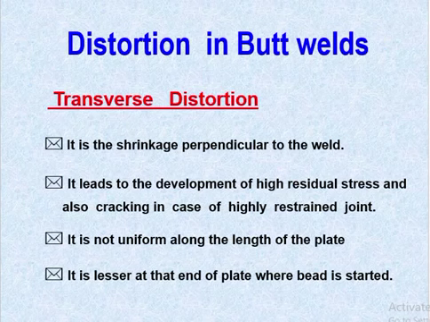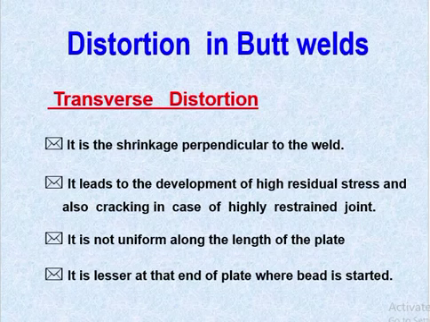Distortion in butt welds. Then transverse distortion. That is called the longitudinal distortion, and this is the transverse direction. It is the shrinkage perpendicular to the weld. It leads to development of high residual stress and also cracking in the case of a highly restrained joint. If it is a highly restrained joint, then there will be high residual stress and cracks will definitely occur.